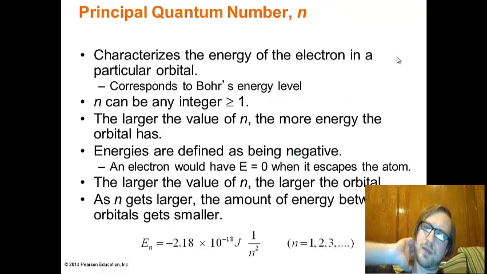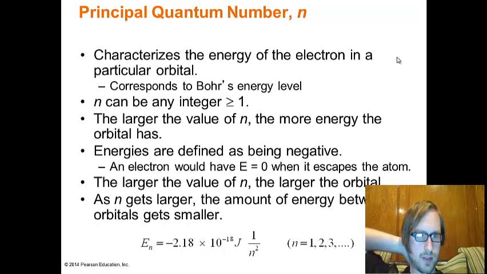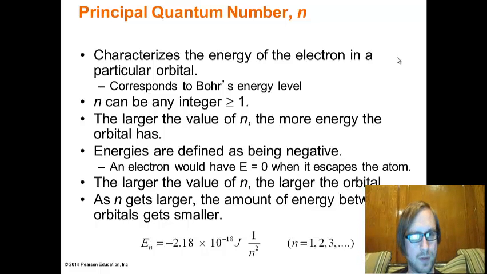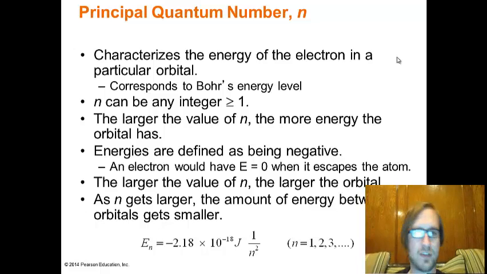Now, the principal quantum number, n, characterizes the energy of the electron in a particular orbital. It corresponds to Bohr's energy level. So the values of n that are acceptable are any integer greater than or equal to 1. 1 is the minimum, and we can step up in energy values from there. The larger the value of n, the more energy the orbital has.